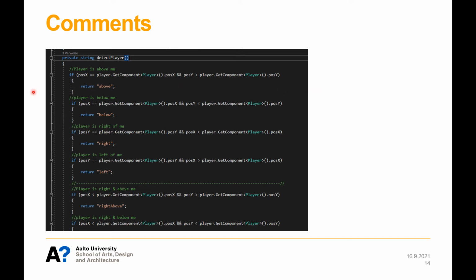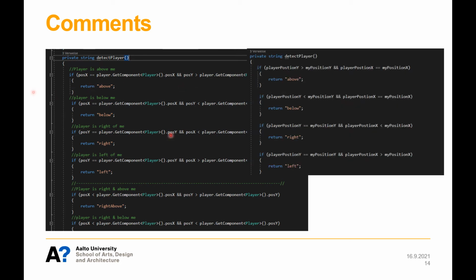Let's see how we can fix this. Well, just from the height, you can already see something changed here. Well, the comments are gone. You can see now player position Y is bigger than my position Y, and the player position X is also my position X. So you can see that just from this very small, very readable statement, okay, this just checks if the player is above me.